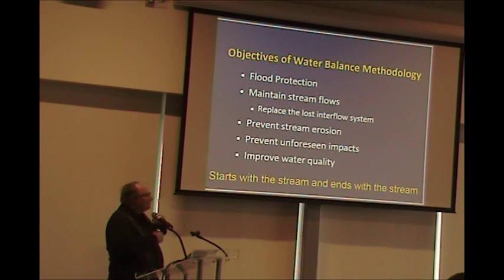So really, the water balance methodology is about a number of things. One is flood protection, because we think that's important. We want to maintain stream flows. We want to replace that lost interflow system. We want to prevent stream erosion. We want to prevent unforeseen impacts. You just saw a bunch. And we want to improve water quality.